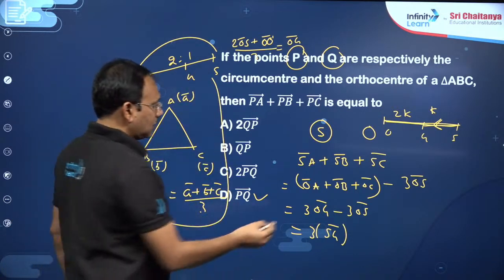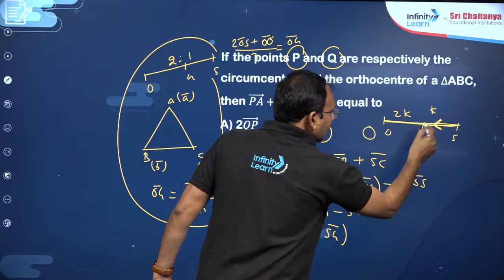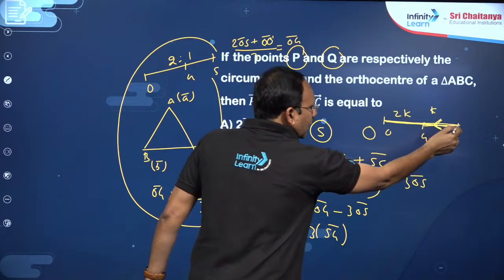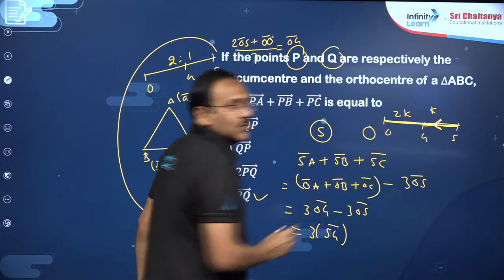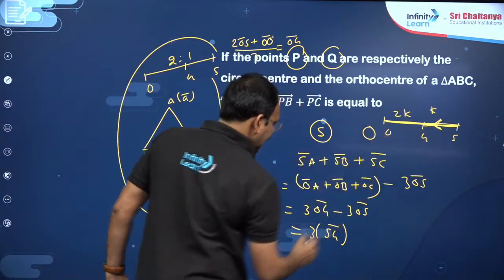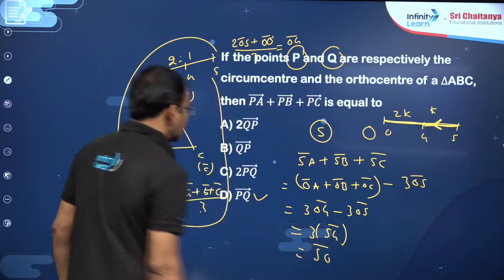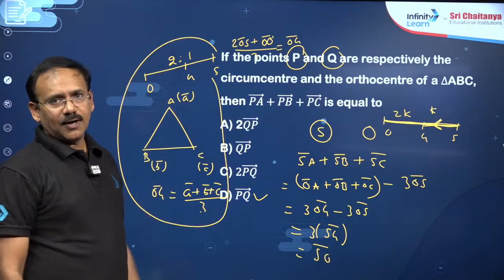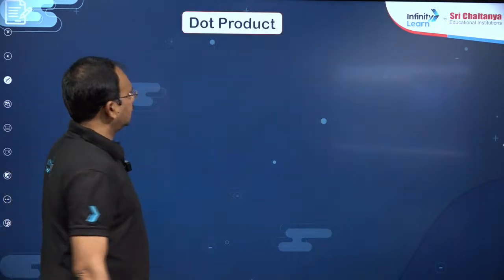You can also see, you see SG bar, this vector, these 3 are collinear. So if this is K, this total will be 3 units, right? 3K bar, correct? So this is 3 times of this, you can write SO bar, dear students. So that SO bar means here PQ bar, correct? So this is the answer.